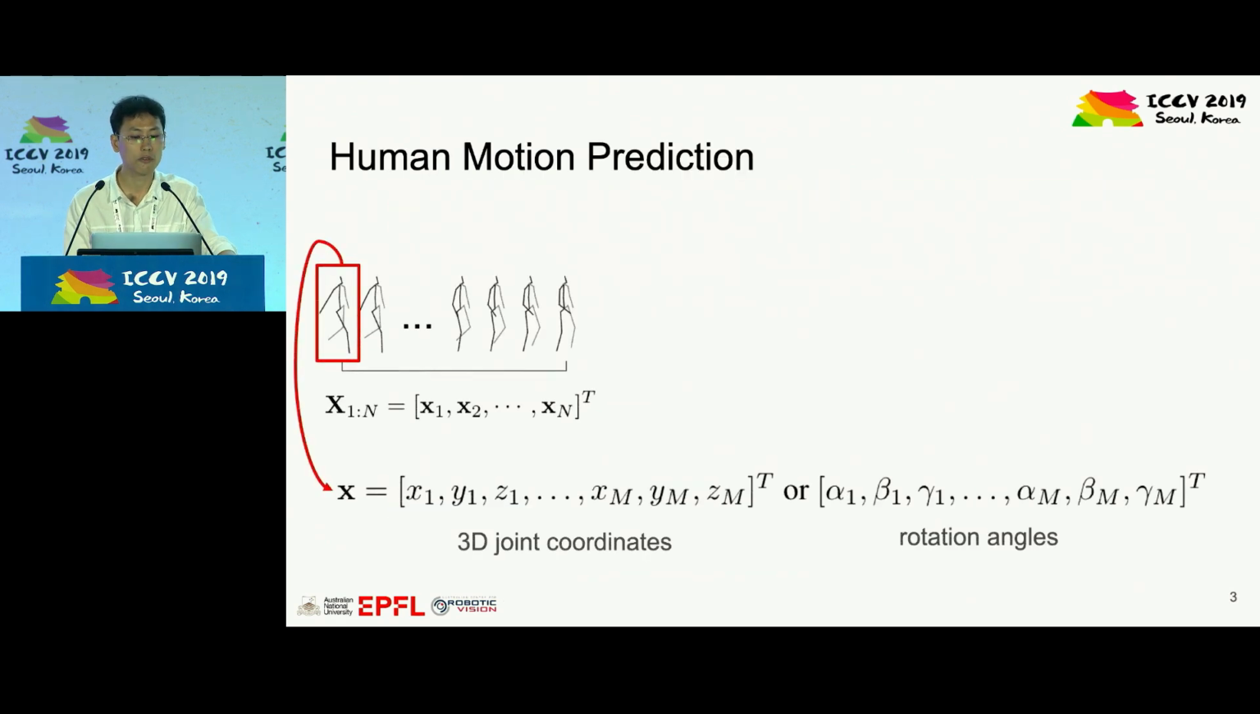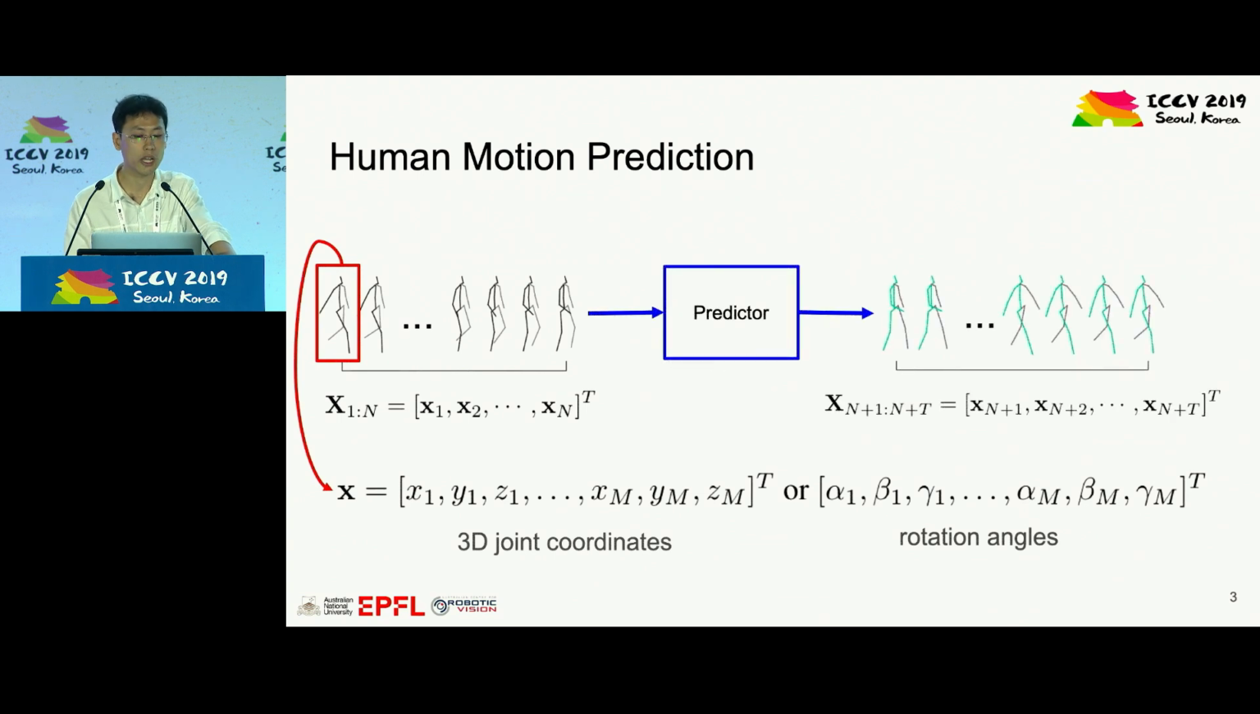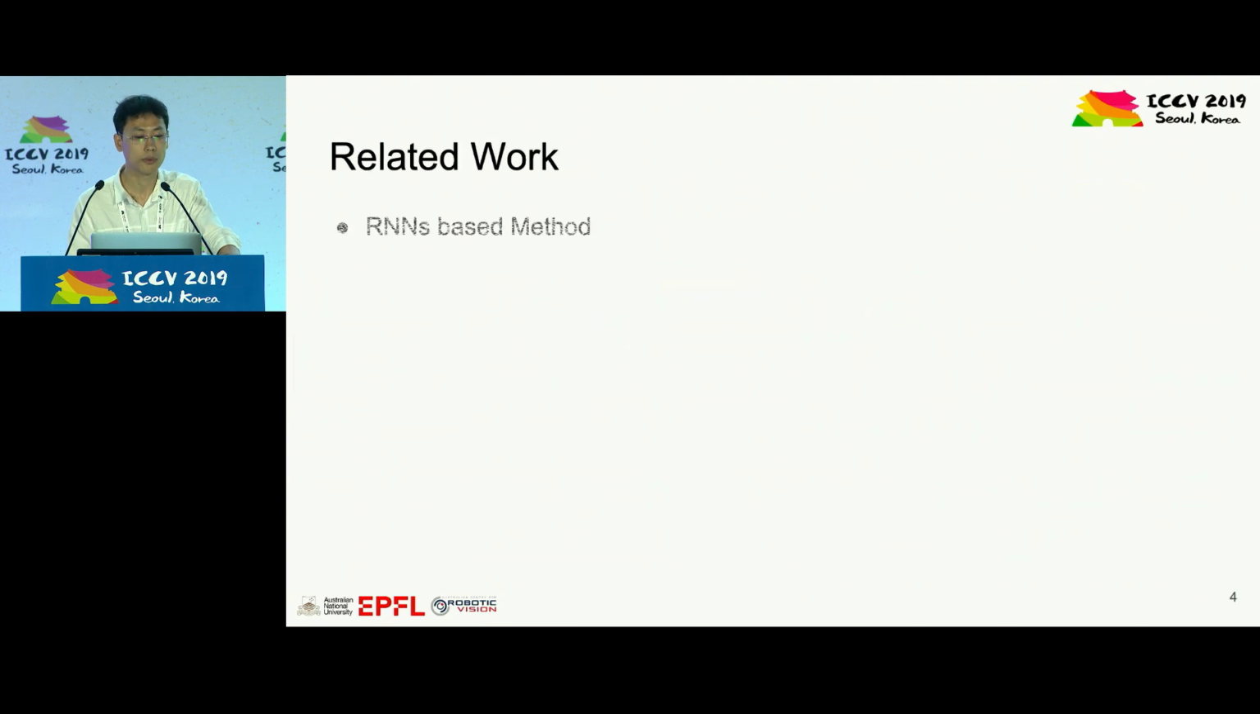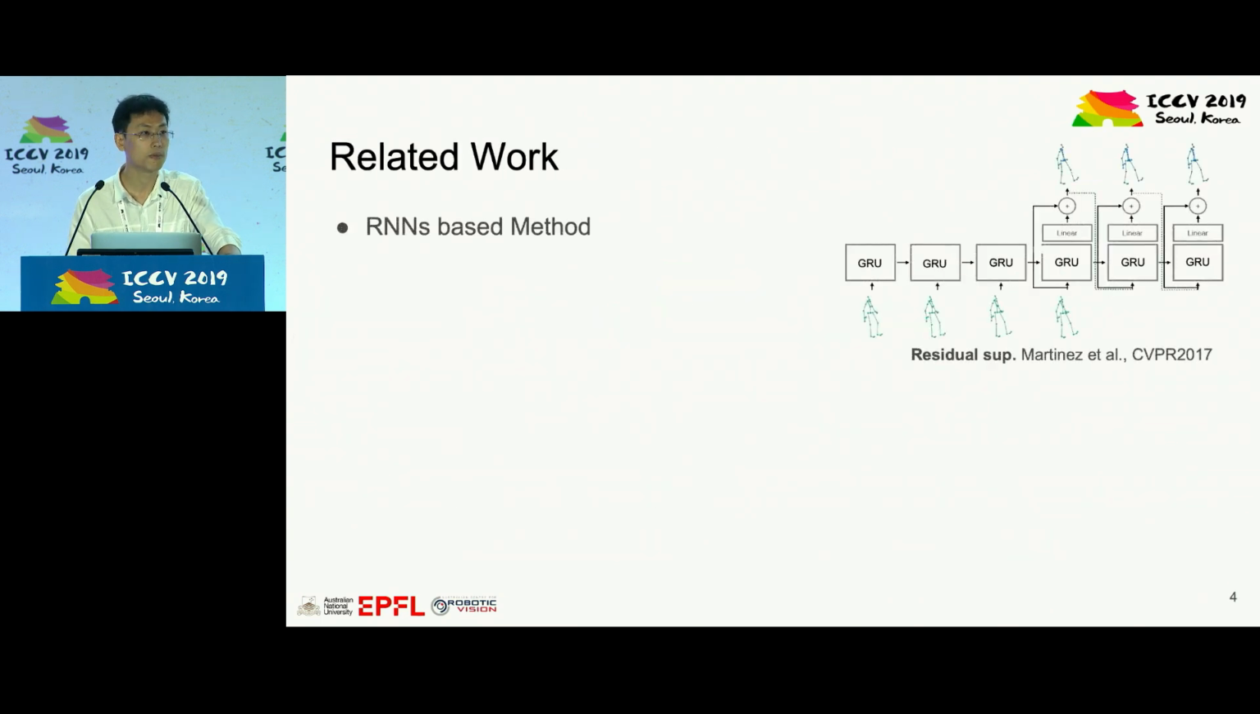Given a sequence of past human poses, showing the black skeleton, human motion prediction aims to generate human movement in the near future, showing the colored skeleton. Since it's a sequence-to-sequence problem, many previous works tried to solve it with recurrent neural networks, RNNs.